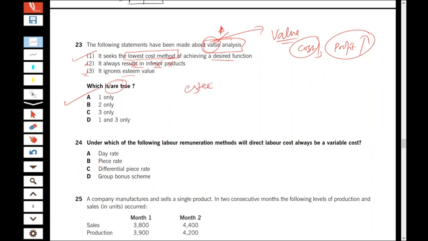And what is esteem value? The prestige. You can say esteem value is the value in the eyes of the customer. And obviously, I should consider the value from the perspective of my customer, because they are giving me the money, so I should consider them.